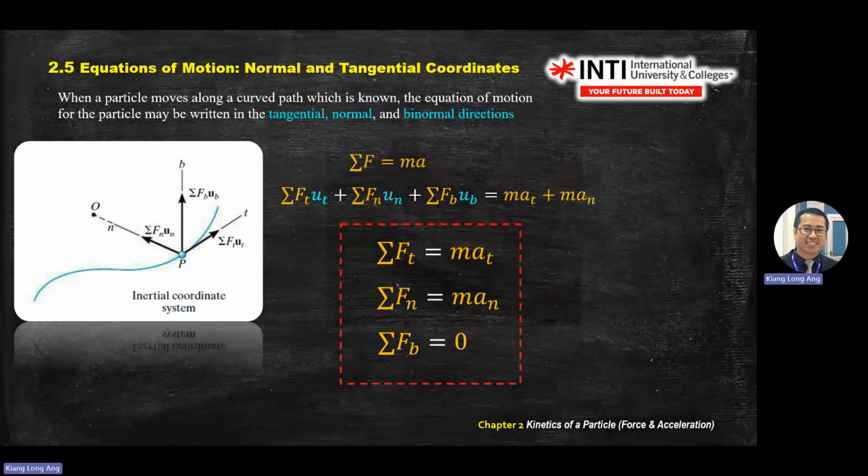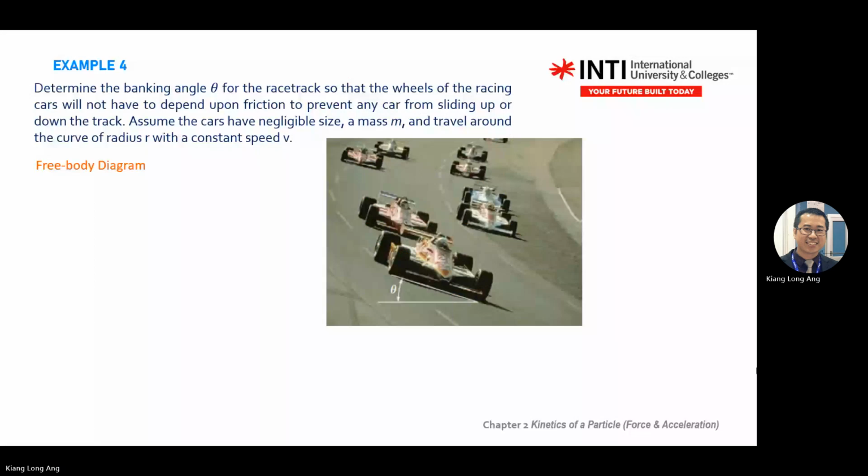Look at this diagram, then we end the class. All right. So example 4, you have a racing car and the racing track is slanted at a certain degree, and you move in a curved motion. You can look at the question.